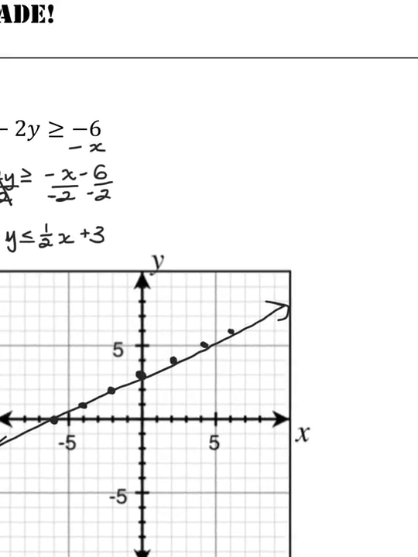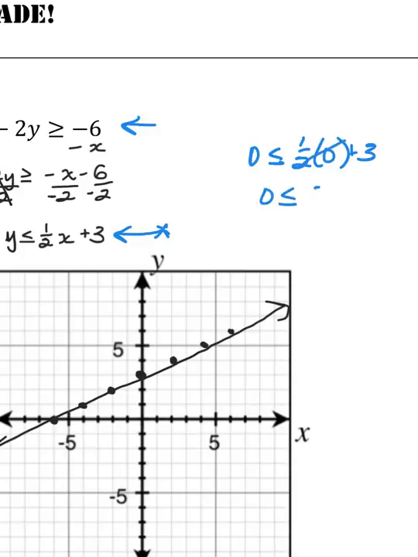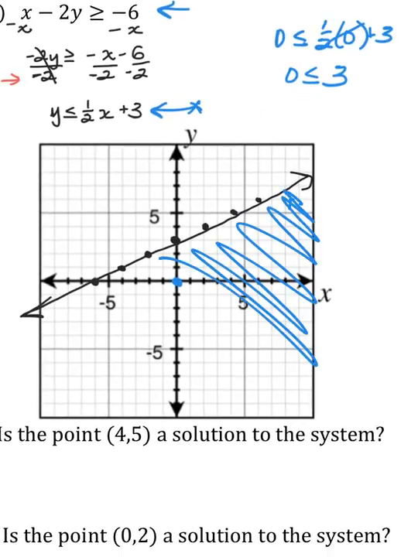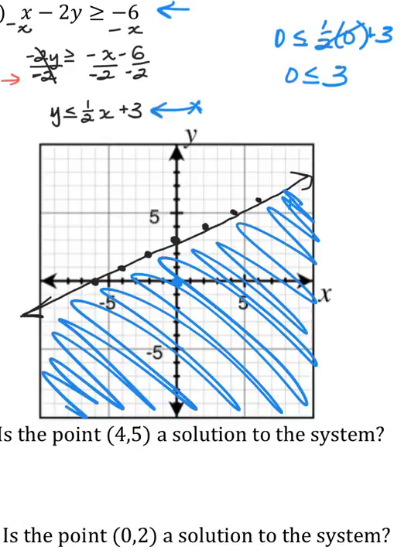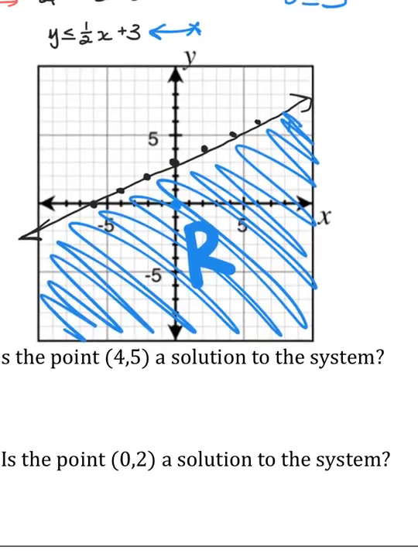Then I test my point 0, 0. You can test it in either spot. It doesn't matter. I'm going to use this one though. So I have 0 less than or equal to 1/2 times 0 plus 3. This cancels. Is 0 less than or equal to 3? That is correct. So I'm going to shade this whole region below and then write my R to show that that's my region. Okay. Now my question, again, is the point 4, 5 a solution to the system? Or solution, this should say, to the inequality.